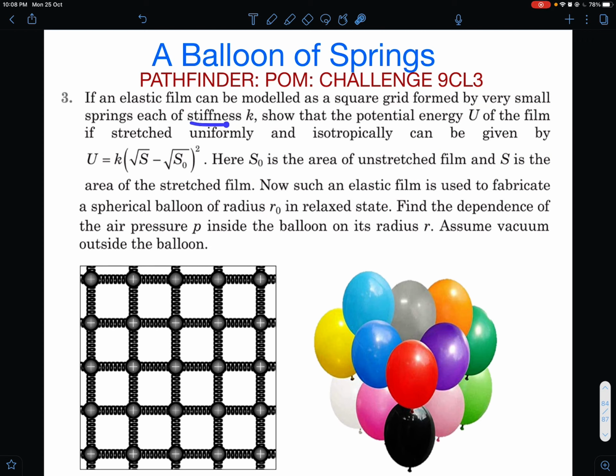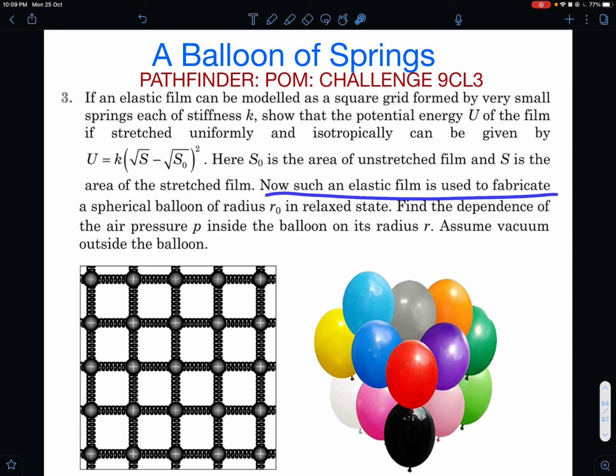Each spring has a stiffness k, and we have to show that the potential energy U of the film, if stretched uniformly and isotropically, can be given by U equals k times (under root S minus under root S naught) whole squared. Here S naught is the area of the unstretched film and S is the area of the stretched film.